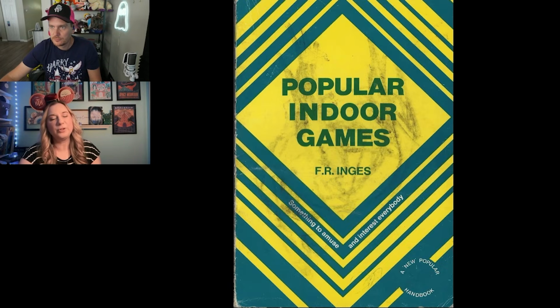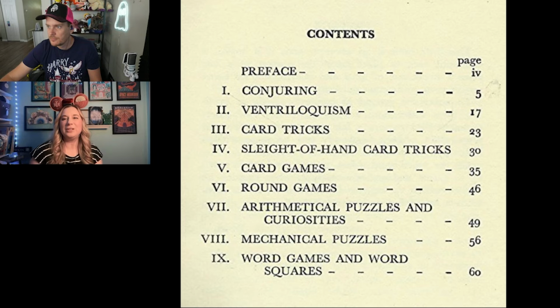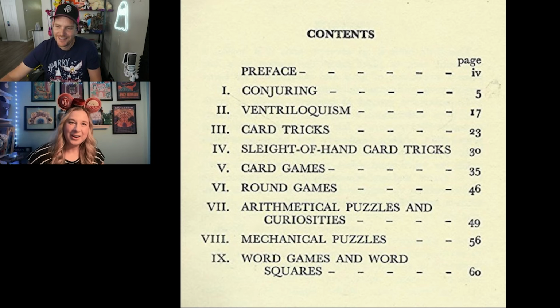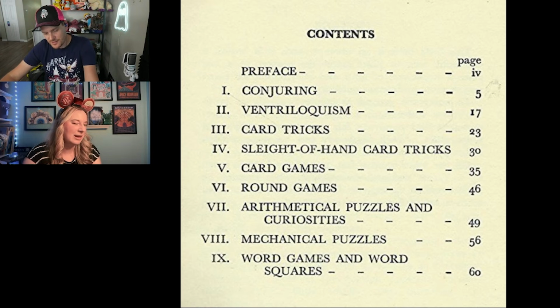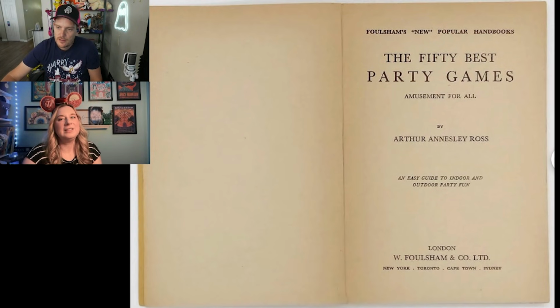And so this is a version from the 1970s that I could find that looked like somewhat of a reprint of it. And it said in the contents, so here are the things that you could learn in this book. There's conjuring, ventriloquism, card tricks, sleight of hand card tricks, card games, round games, arithmetical puzzles and curiosities, mechanical puzzles, word games, and word squares. So that's what you could learn if you're sitting in the tower and you need something to do in the Hollywood Tower Hotel.